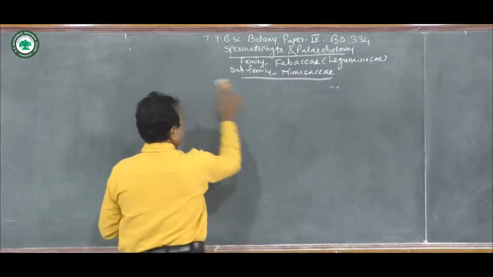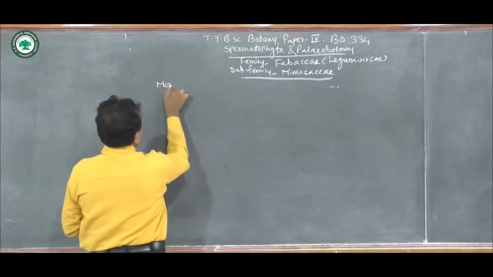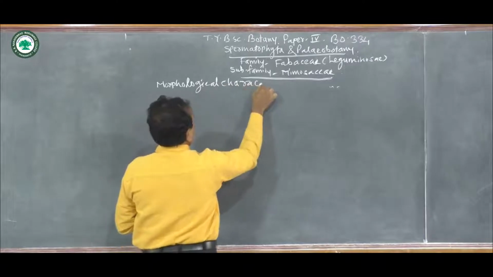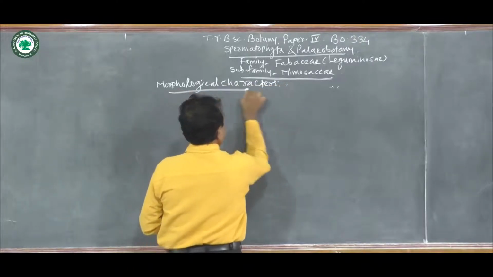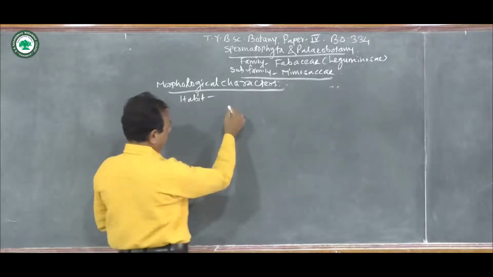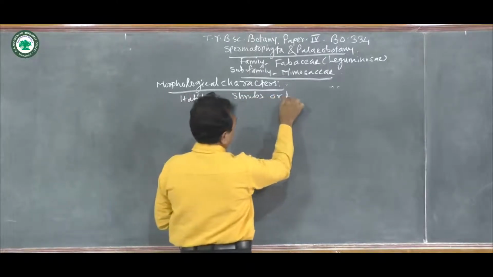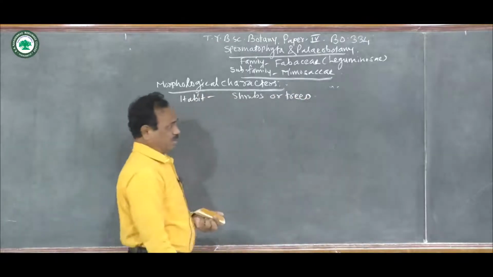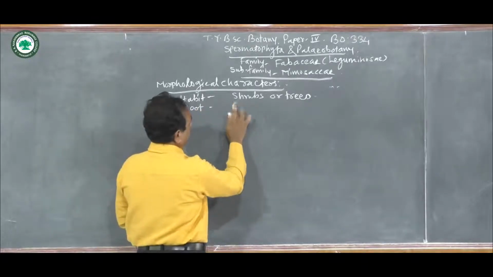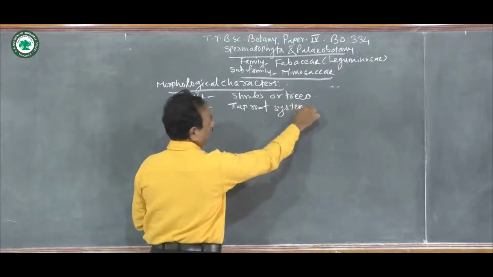Now let us see the morphological characters of the family. If we see the habit, most of the plants of this family are shrubs or trees. As it is a dicot family, it shows the presence of a well-developed taproot system.